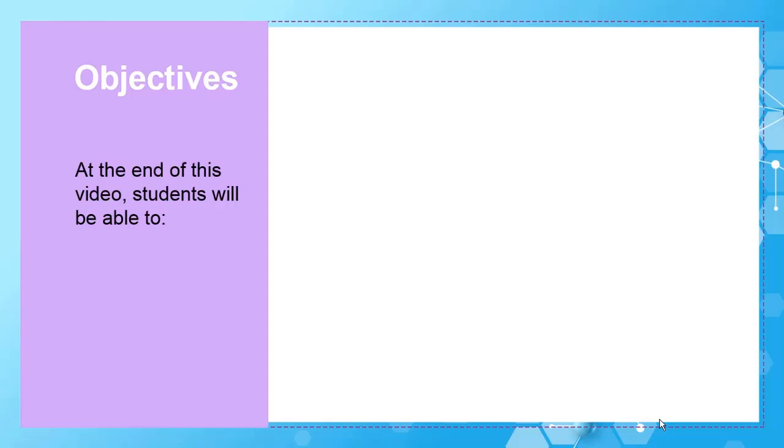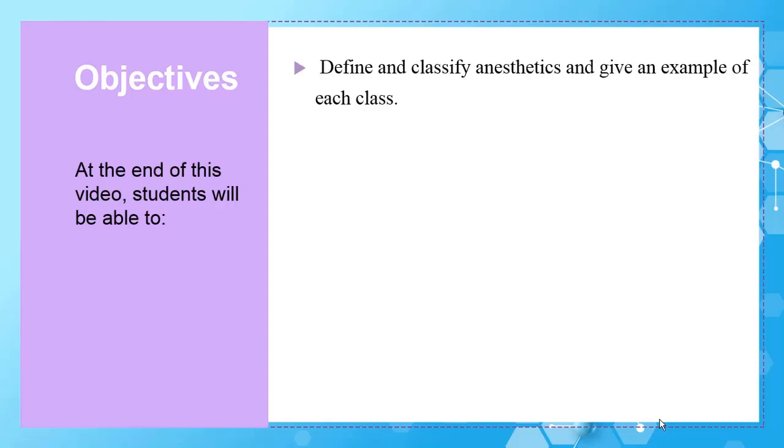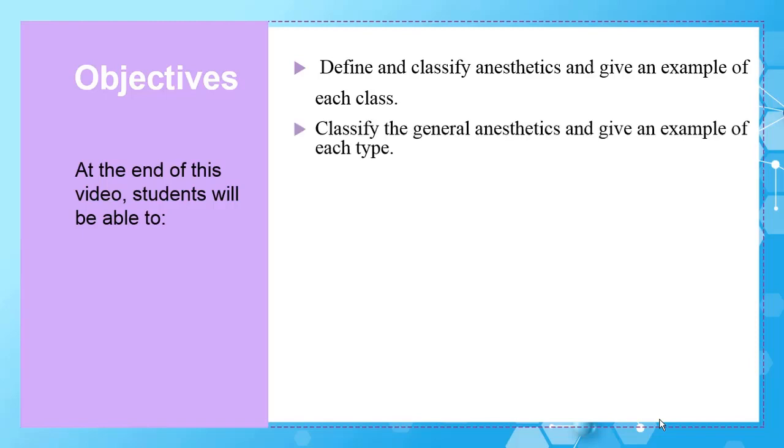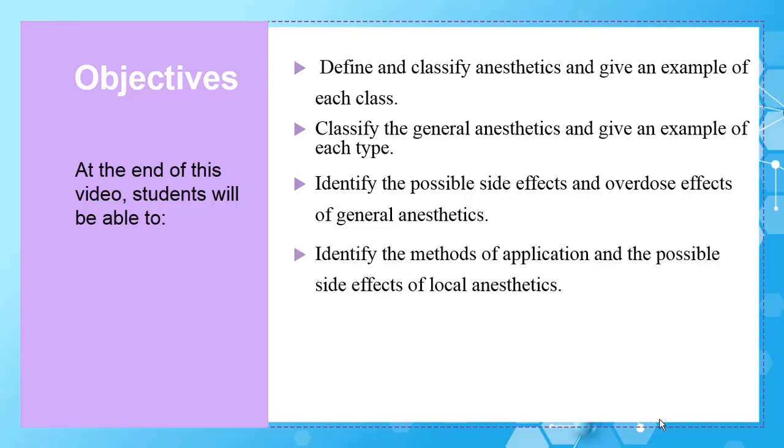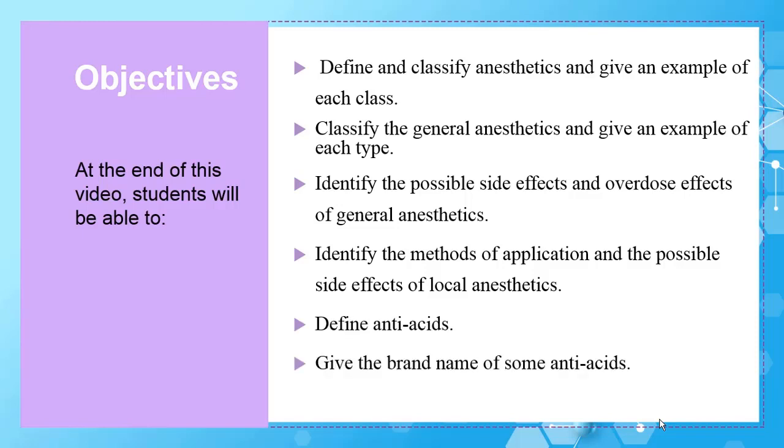At the end of the session, you will be able to define and classify anesthetics and give an example of each class, classify the general anesthetics and give an example of each type, identify the possible side effects and overdose effects of general anesthetics, identify the methods of application and the possible side effects of local anesthetics, define antacids, and give the brand name of some antacids.